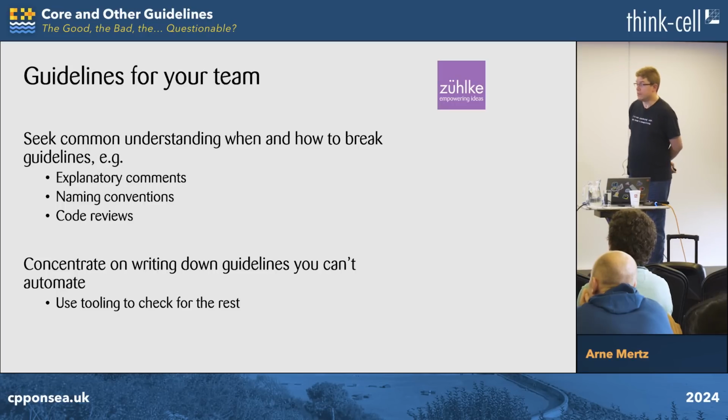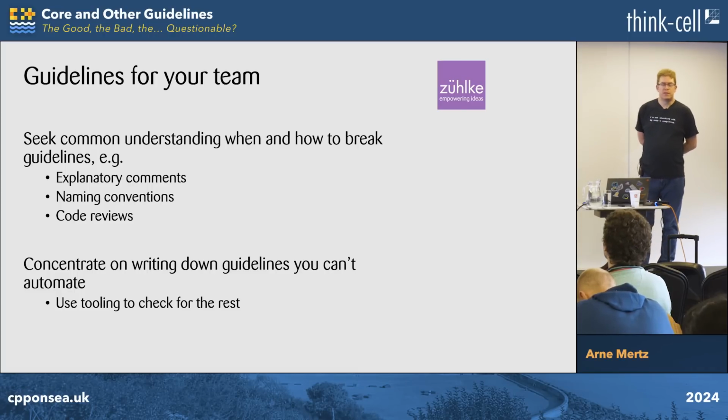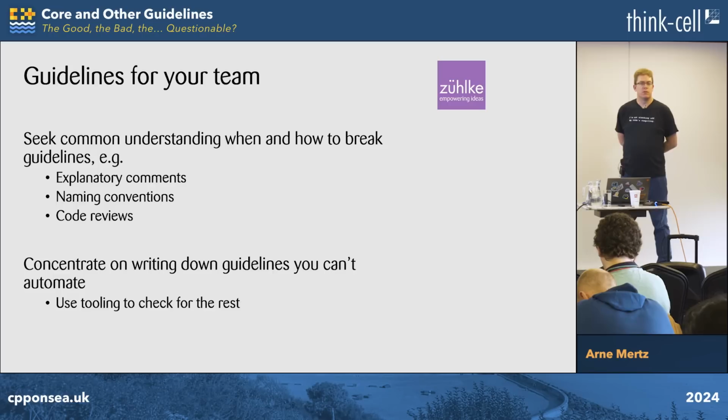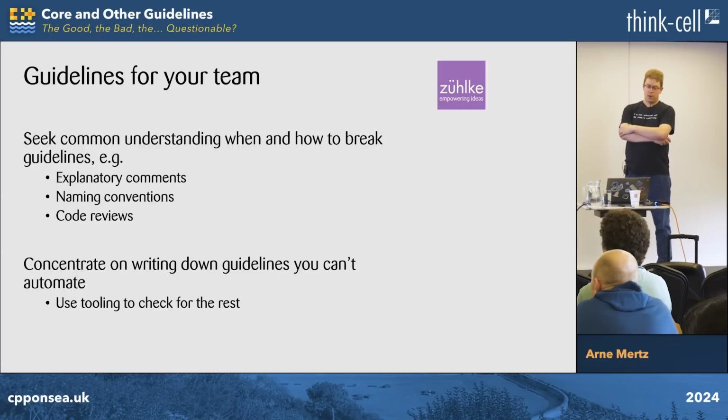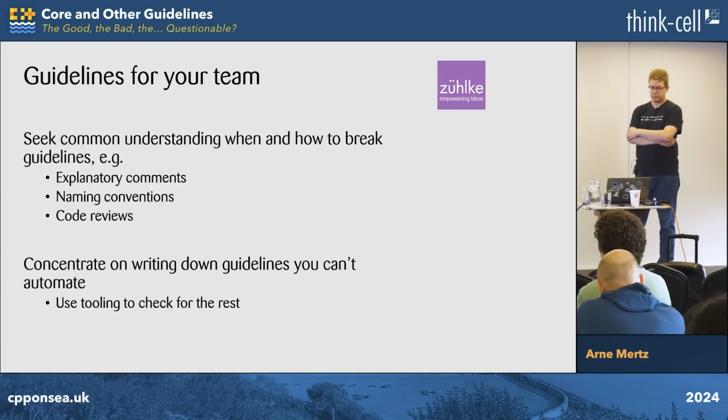A suggestion: concentrate on writing down guidelines that you can't automate. Whatever you can automate should give you enough information, or a link to enough information, on the guideline you just broke, what the guideline is and what the rationale is, and so you don't have to have a copy of this in your documentation for the developers. Use tooling to check whatever you can check automatically.